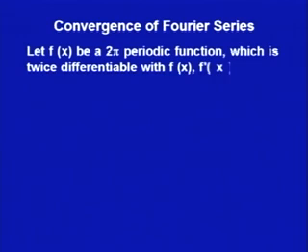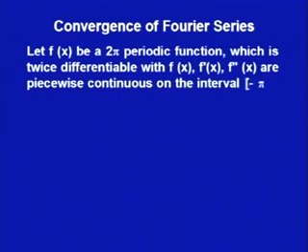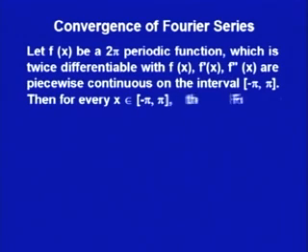So, I will just quote here one result about the convergence of the series, which is due to Dirichlet. This result says: let f(x) be a 2 pi periodic function which is twice differentiable, with f(x), f dash x and f double dash x piecewise continuous on the interval minus pi to plus pi.